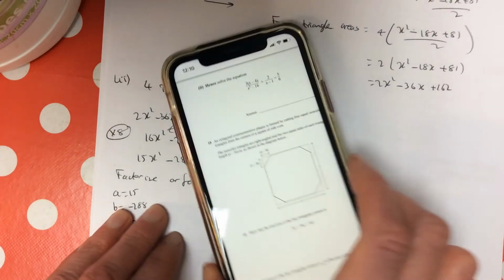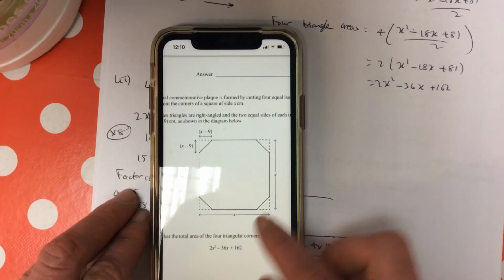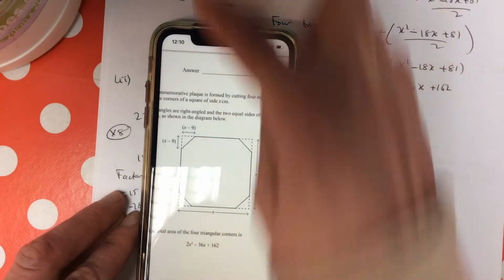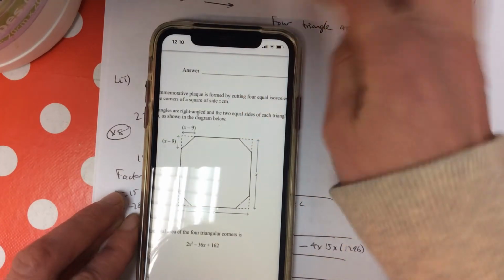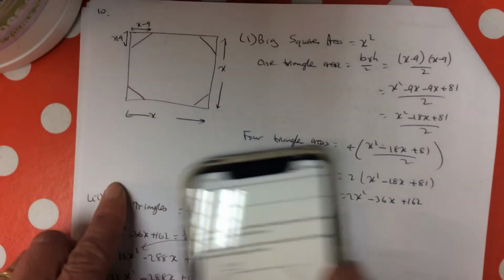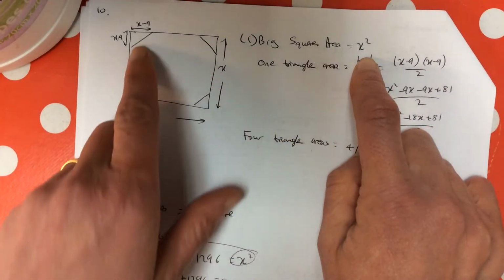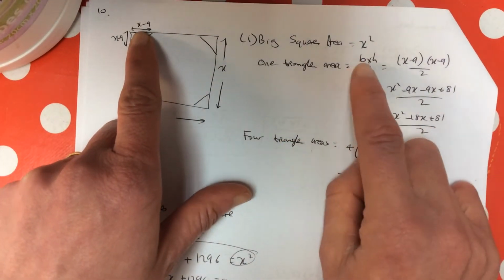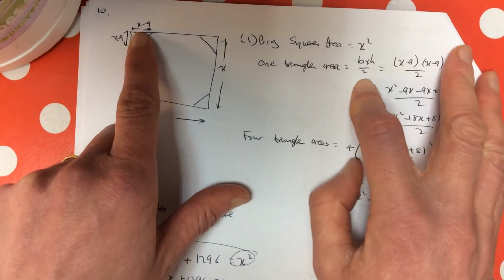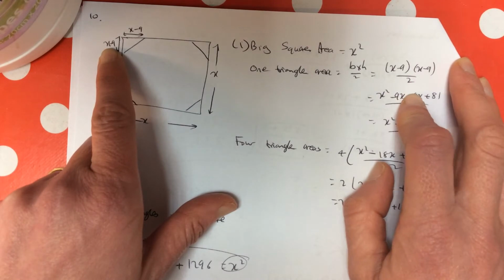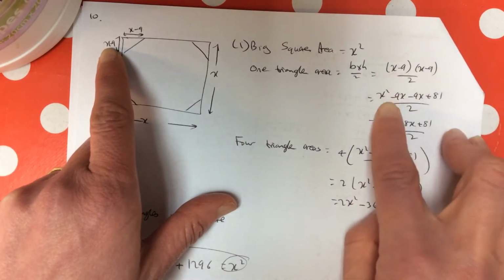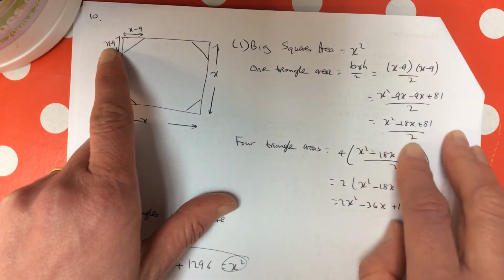Okay, the next one, number 10. You have this here shape, x and x minus 9. The big square area is x squared. And what I did, I worked out one triangle. Remember how to find a triangle? It's base times height divided by 2. So it is (x minus 9) times (x minus 9) divided by 2. So I multiplied out the tops, tidied it up.